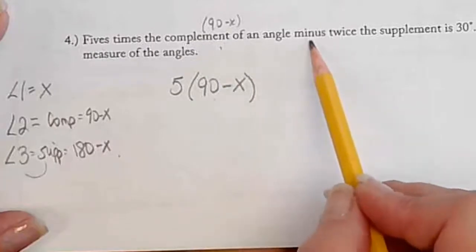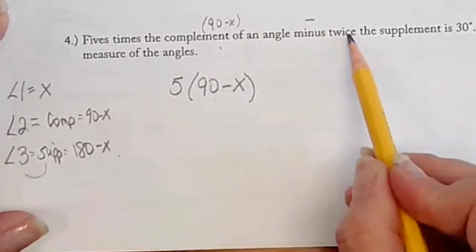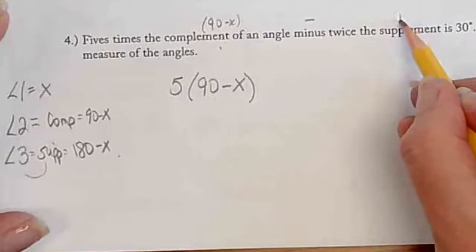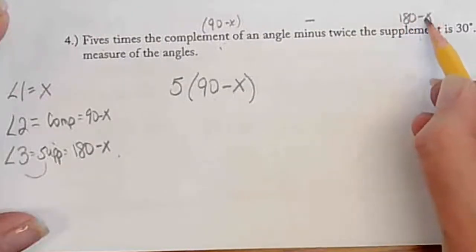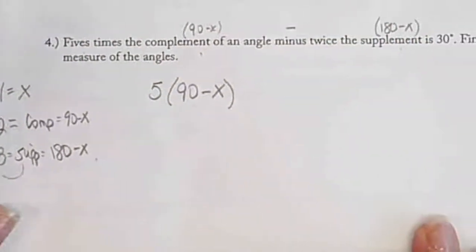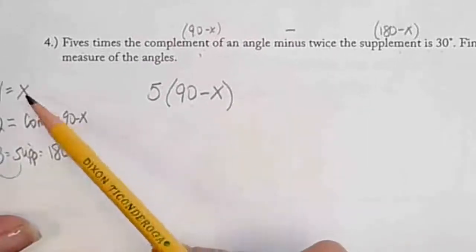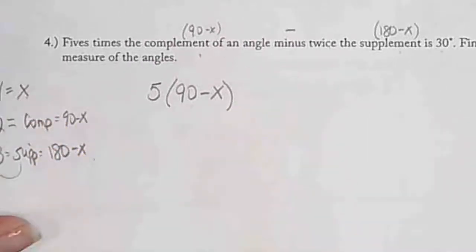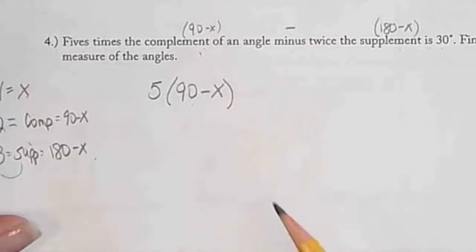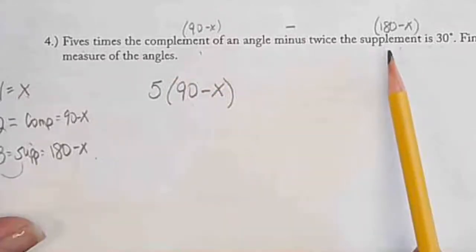Replace the word supplement with this. 30. Okay. Nowhere in here do they say to use the measure of the angle, so there's no plain old x in here. We're going to be using the complement and the supplement, and let's do it. 5 times the complement, check. Minus twice the supplement.